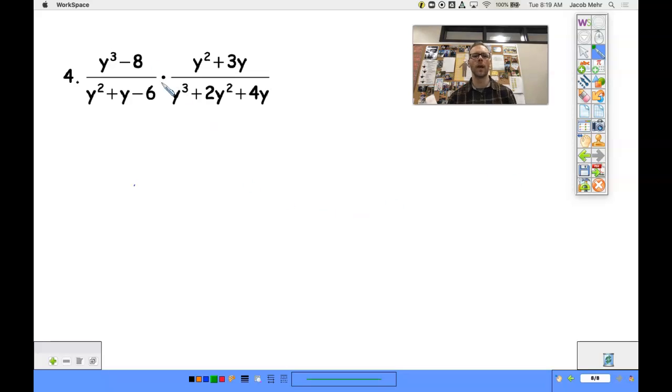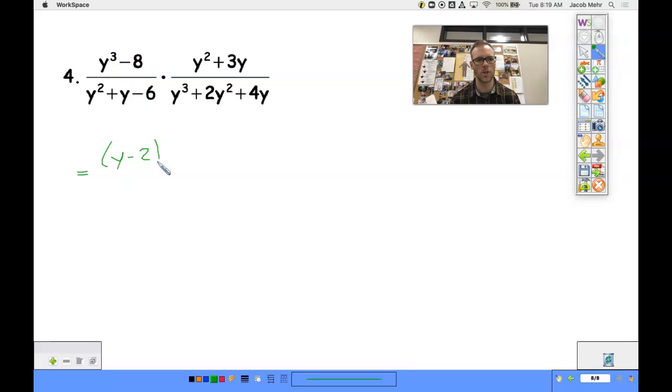All right, last one. Hey, oh, back to multiplication. So remember, we don't have to flip the second and change it to multiply. Let's factor y cubed minus 8. Ooh, difference of perfect cubes. Hopefully you're still pretty fresh on difference of perfect cubes. How does that factor? This is y cubed minus 2 cubed.